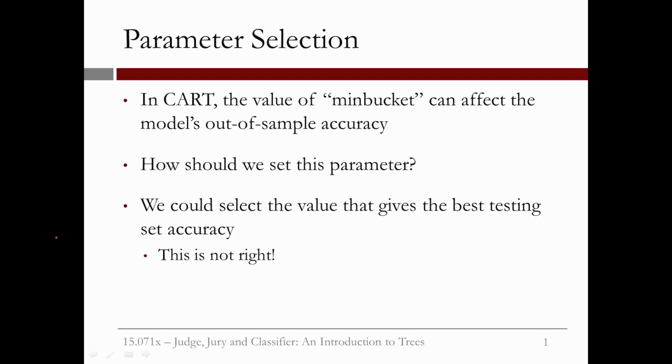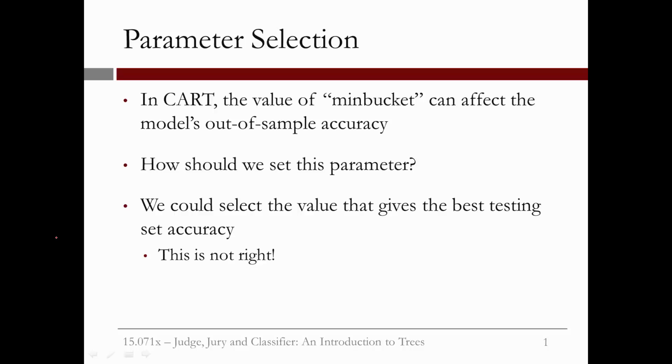In CART, the value of min-bucket can affect the model's out-of-sample accuracy. As we discussed earlier in the lecture, if min-bucket is too small, overfitting might occur. But if min-bucket is too large, the model might be too simple. So how should we set this parameter value?